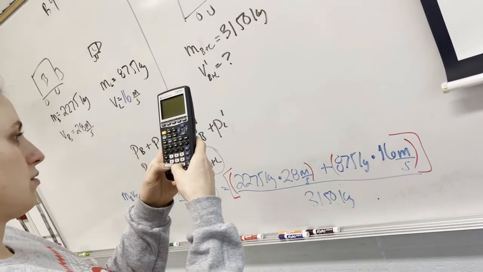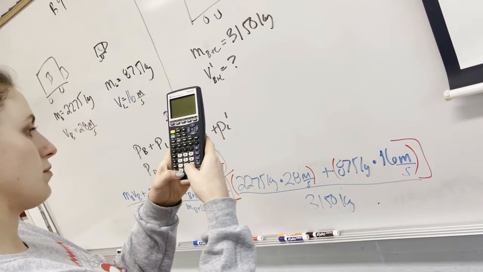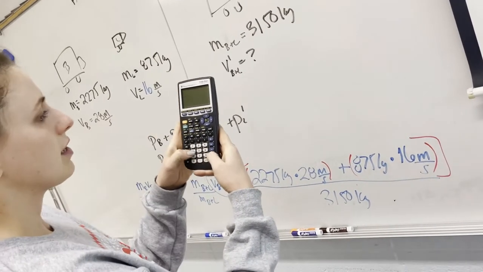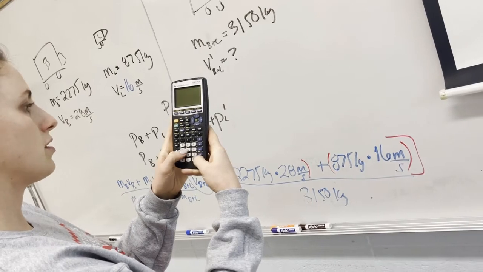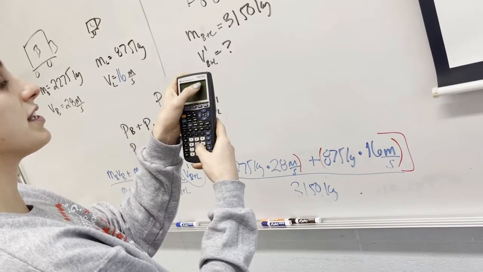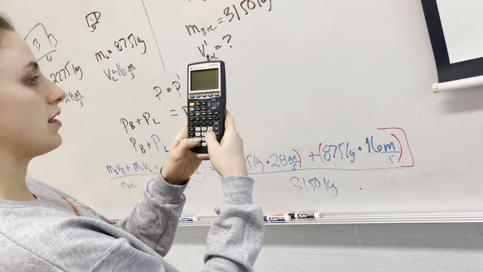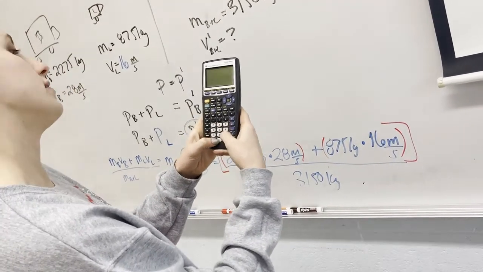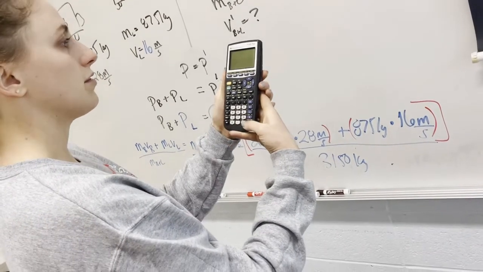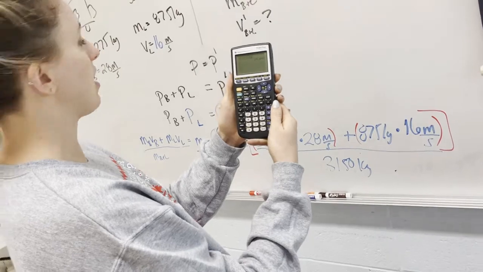So, 2275 times 28, close parenthesis. I did two parentheses in the beginning. That's a good thing. And then I just do plus, new parenthesis, 875 times 16, close parentheses, and top parentheses, divide by 3150. And so we get 24.7.